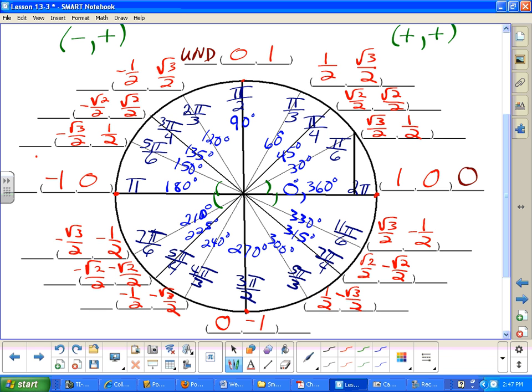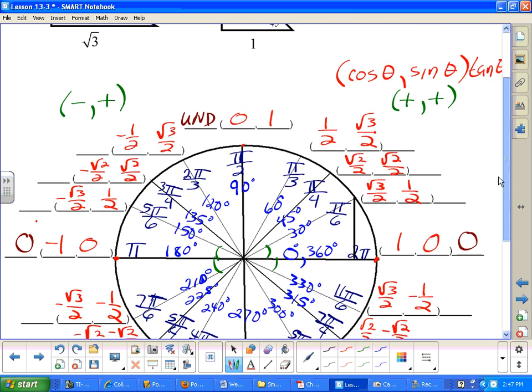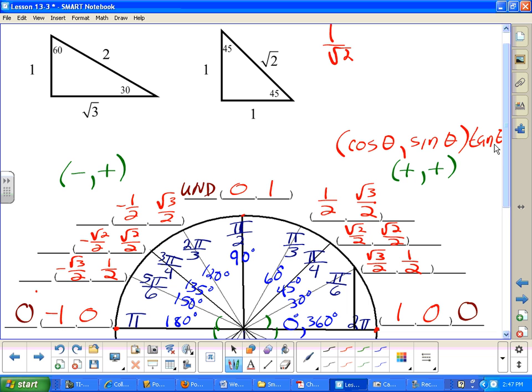At pi, 0 divided by negative 1, 0. Three pi over 2, negative 1 divided by 0, undefined, because you can't divide by 0. All right, for the other angles then, 30, 45, and 60, I look at my two triangles.